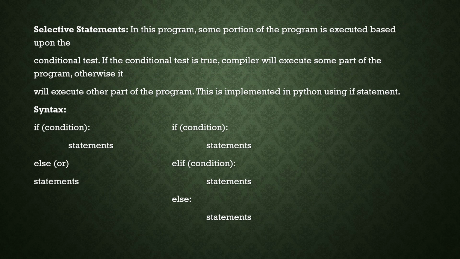statement. See, for example, suppose if you want to find whether a given number is positive, negative, or if it is equal to 0. So we can make use of if statement. If given number is greater than 0, then we can say it is positive number. If given number is less than 0, it is negative number. If it is equal to 0, we can specify it as equal to 0 itself.